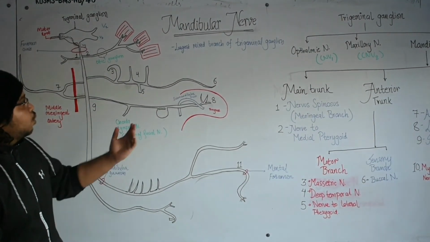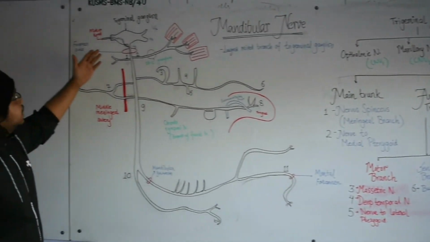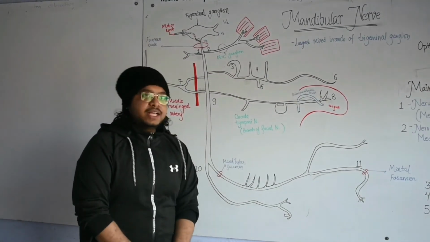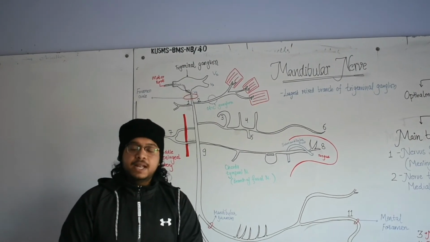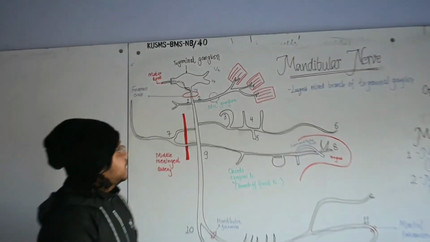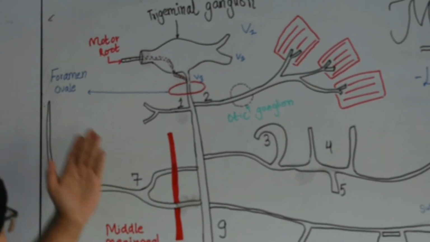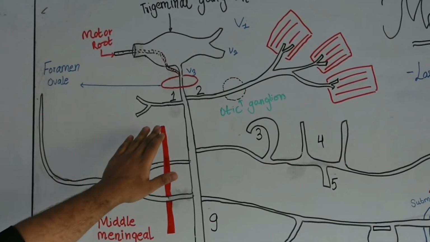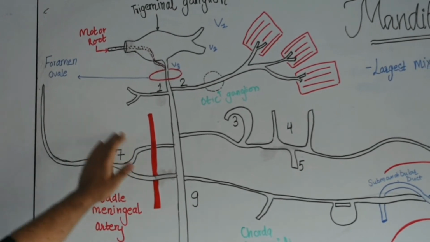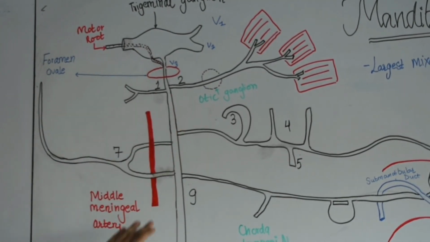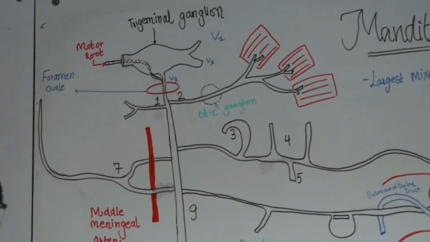Now let's talk about the course. The mandibular nerve arises from the middle cranial fossa and then leaves the cranial cavity through the foramen ovale, reaches the infratemporal fossa as the main trunk, and then divides into the anterior trunk and posterior trunk.